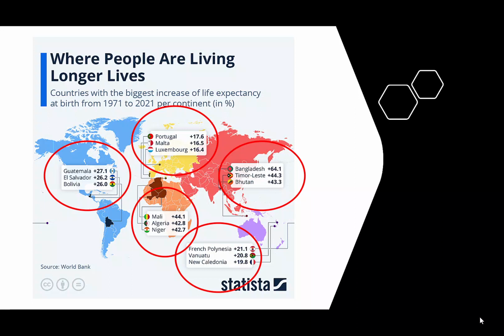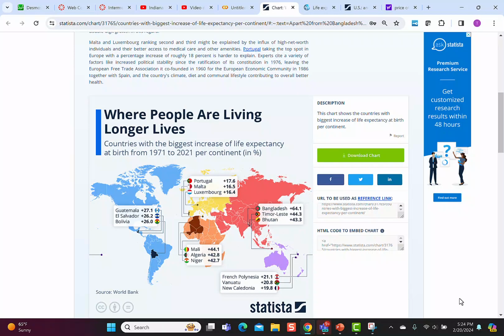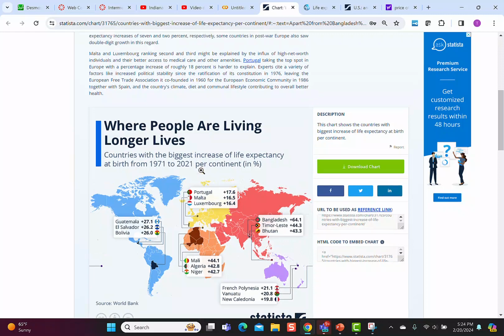What these 3 countries represent are the countries that had the biggest change in life expectancy at birth from 1971 to 2021. What we want to do is look a little closer at the numbers and decide how they came up with these calculations. From the original chart published by Statista, we can find a link to the data used to come up with the graph.